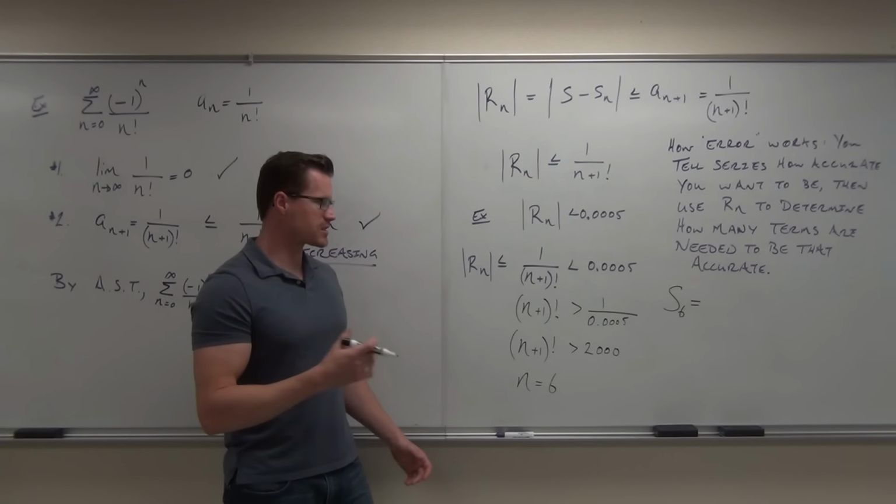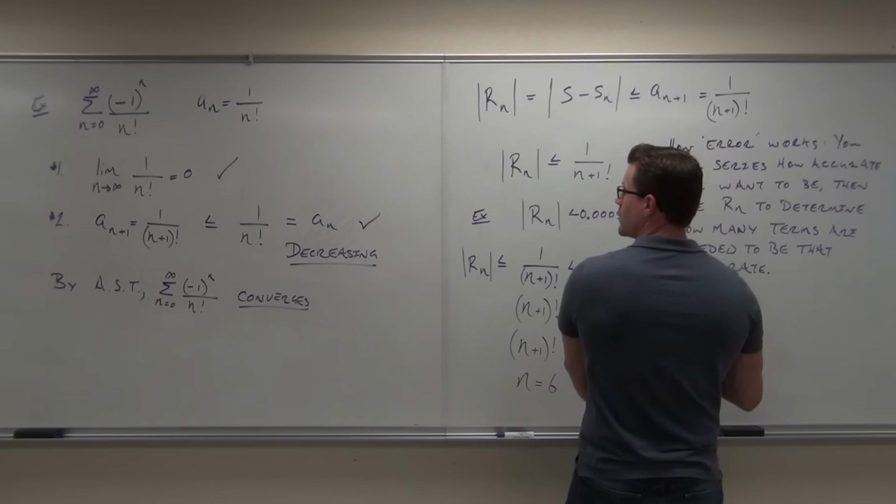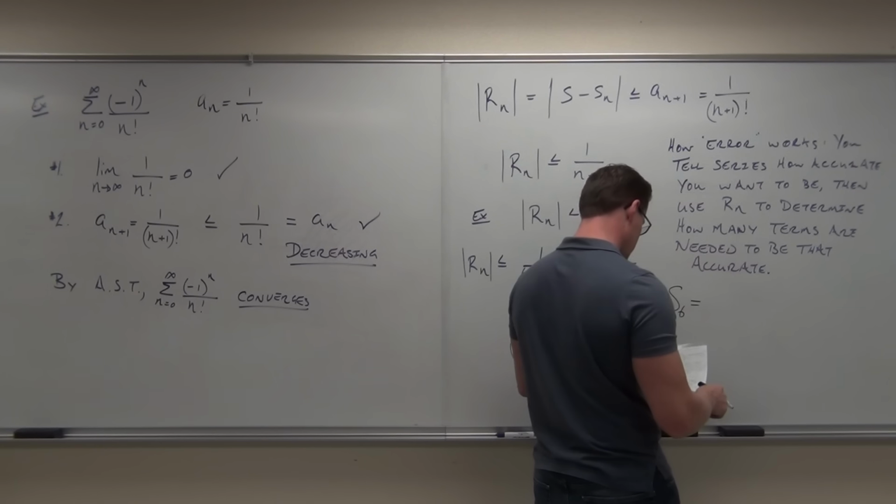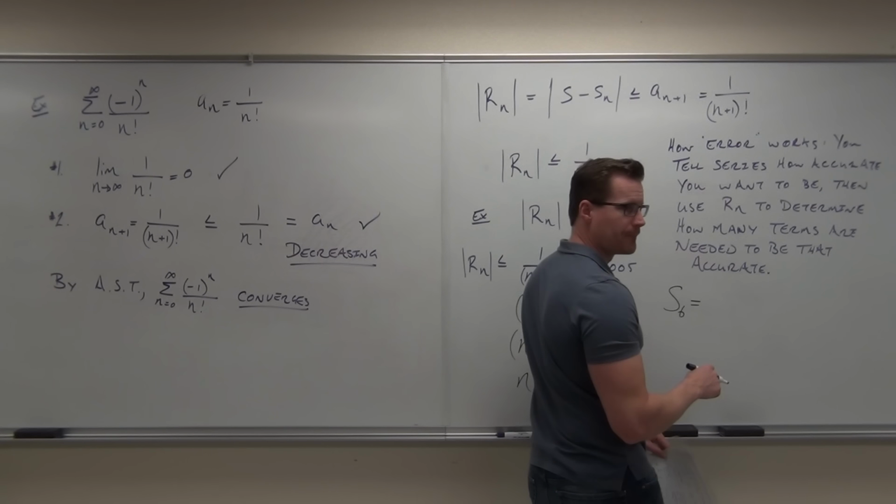What did we start with anyway? I forgot what my series is. What's it going to look like, S sub 6? Remember, we start at 0. The first one's going to be 1, that's right. If I start at 0, I get 1. Next, I'm going to get a minus, and then a plus, and then a minus, and then a plus, and so forth.